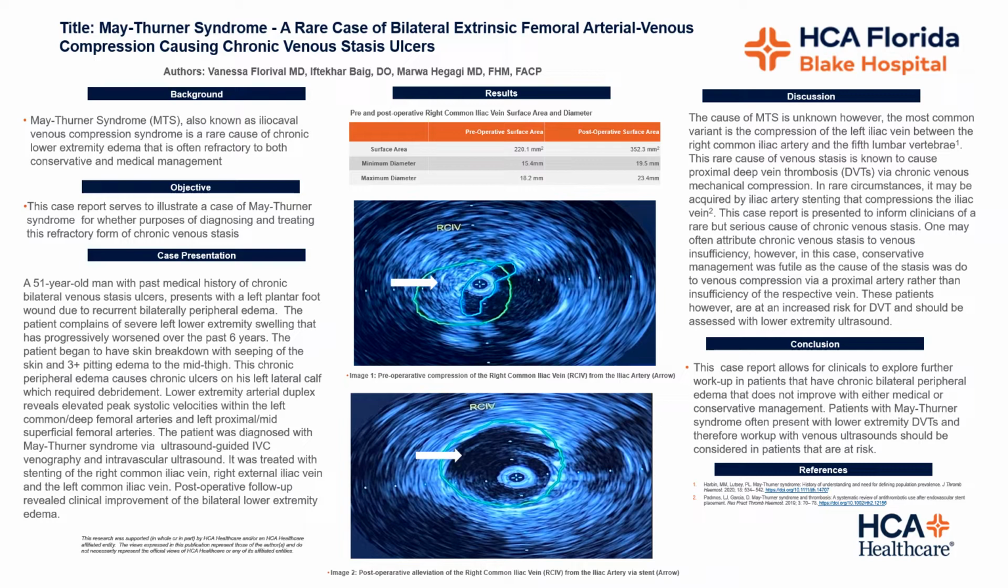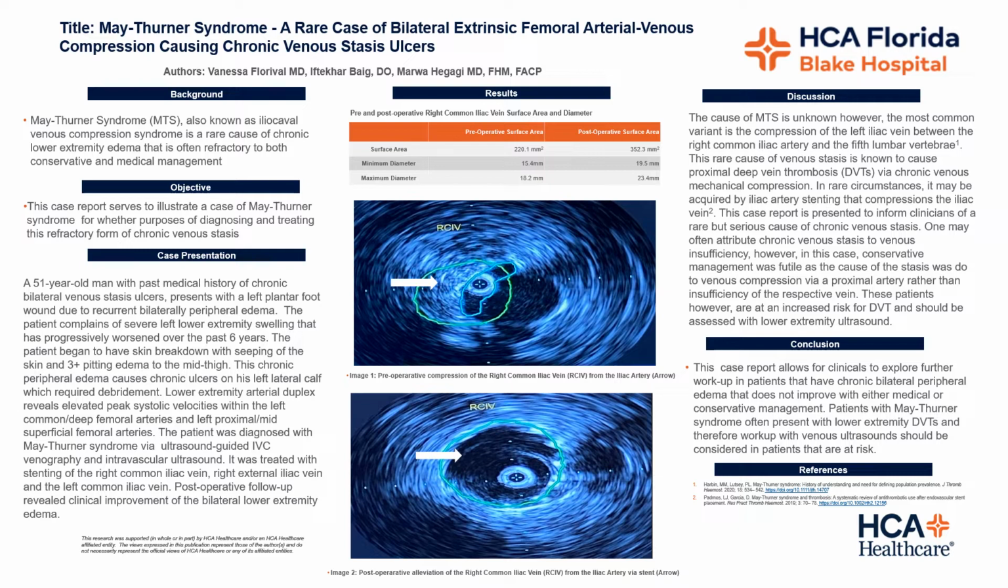Lower extremity duplex revealed elevated peak systolic velocities within the left common deep femoral arteries and left proximal mid-superficial femoral arteries. The patient was diagnosed with May-Thurner syndrome via ultrasound-guided IVC venography and intravascular ultrasound. It was treated with stenting of the right common iliac vein, the right external iliac vein, and the left common iliac vein. Post-operative follow-up revealed clinical improvement of the bilateral lower extremity edema.